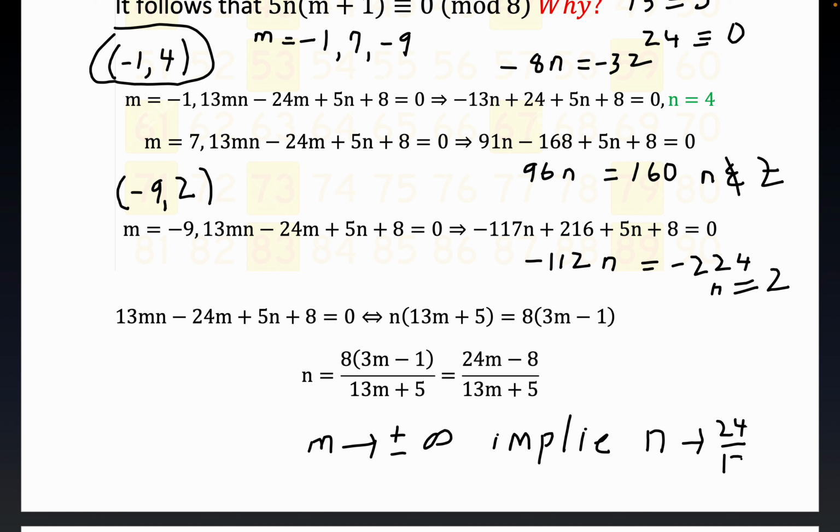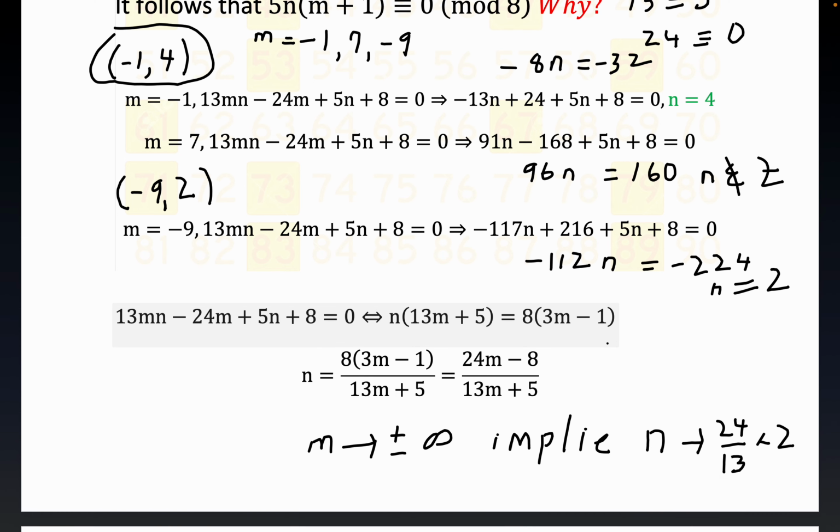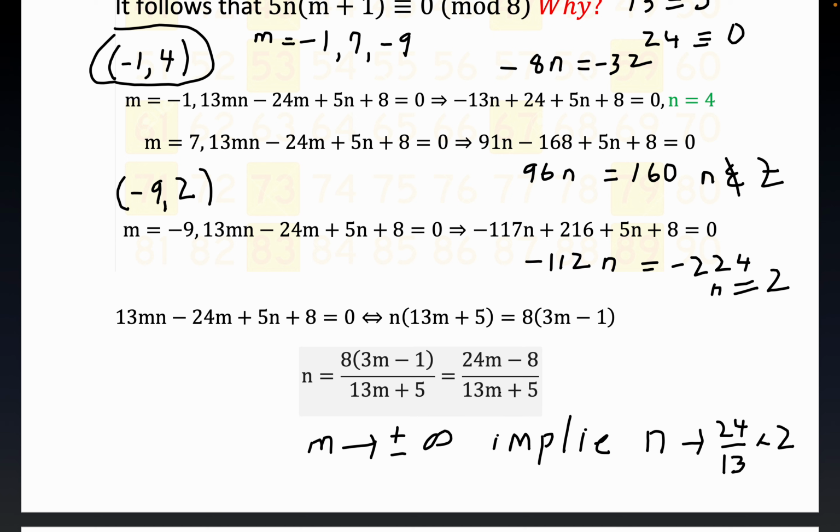Now notice that this number is not even 2. It's less than 2, right? It's between 1 and 2, in fact, right? But you see that when you're using these smaller values of m, you're not that close to 24 over 13 necessarily. That explains how we could get a minus 9 and a minus 1, right? Because you haven't moved that far out from the origin.